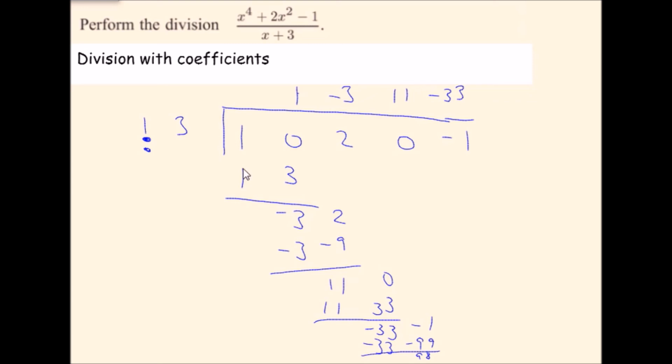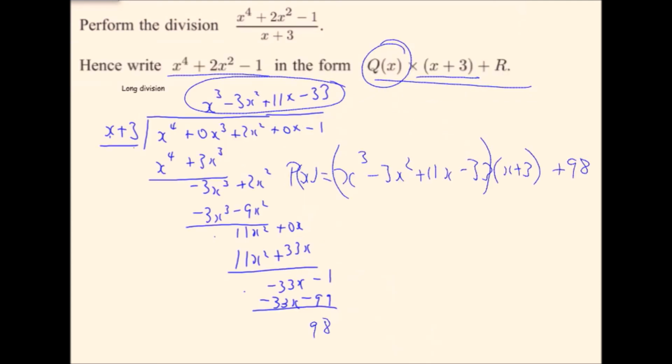So I end up with the same values. A little bit more simply, but you don't have those checks, as we did back here, with all of the x cubes, x squareds, etc. lined up.